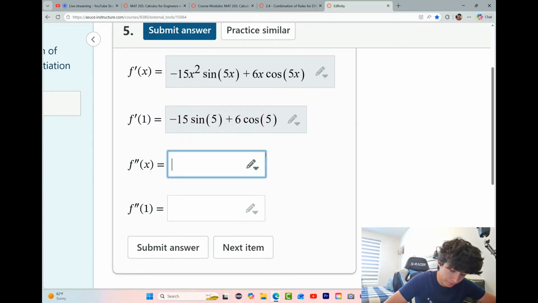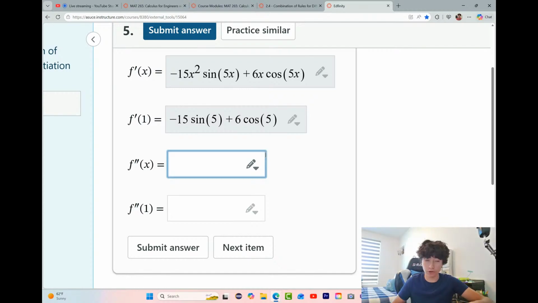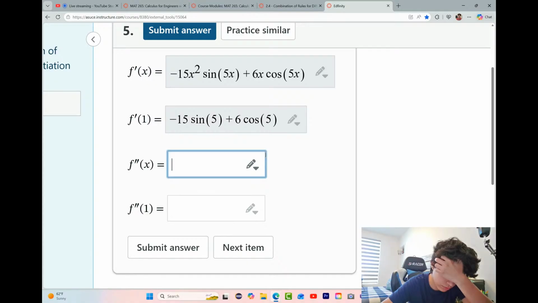Perfect. And then if y equals cosine of 5x, y prime will be negative sine of 5x times 5, and that's simply equal to negative 5 sine of 5x. Easy, right? I hope I didn't get anything wrong there. Derivative of the outer function times the derivative of the inner function. Perfect. Okay, I think we're good.